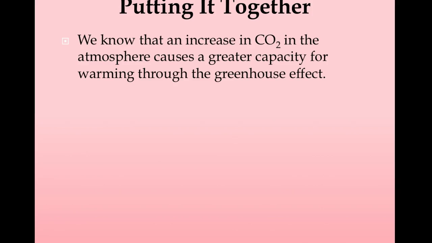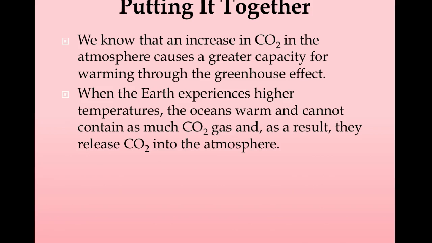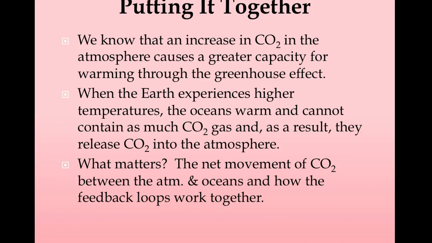All right, so combining all of these things, we know that increases in certain gases, in particular CO2, cause a greater capacity for warming. We know that as Earth experiences higher temperatures, the oceans warm and often don't contain as much CO2. Therefore, they're releasing it. What we're trying to understand, and what we're using to help drive some of the models that predict what will happen with climate change, are these feedback loops that we'll get into shortly, and how the feedback loops work together.